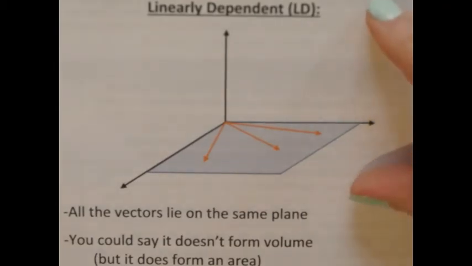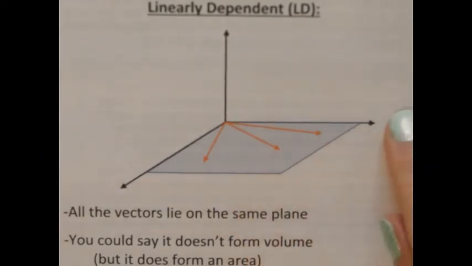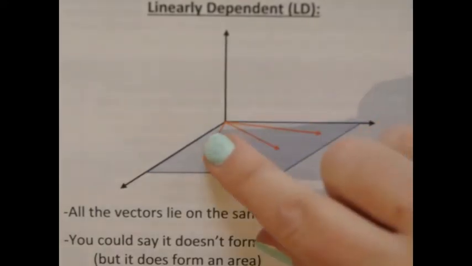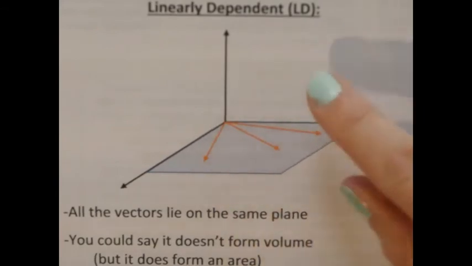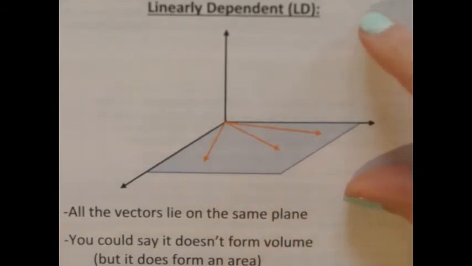In a way, you could actually state that it does not form volume. We are not utilizing all of R3. If we utilized R3, we would actually have some vector or two off of this plane to help us form volume to be in R3. Our z value would not be 0.